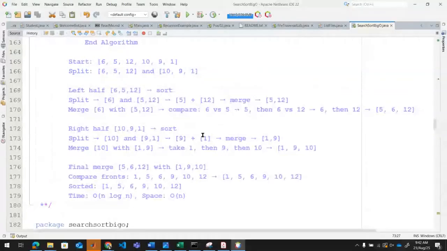All right, so we have the start of our array 6, 5, 12, 10, 9, and 1. If we split that into two, we have 6, 5, 12 at one part there, and the next part we have 10, 9, and 1. So the left hand side we sort. All right, so we pick that split 6, 5, 12, and we compare them 6 versus 5.